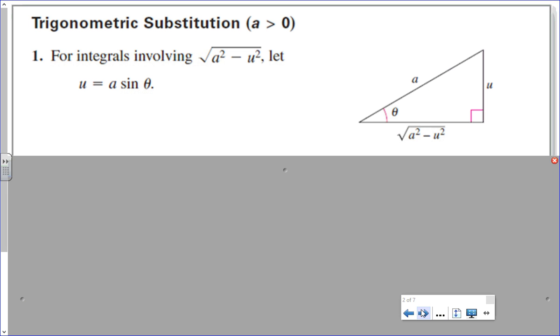So, for integrals involving square root of a squared minus u squared, let u equal a sine theta. Don't feel like you need to draw the triangle right now, but know that we will draw a triangle every time we do a trig substitution, so we can reference it when we go back in to write everything back in terms of x. But what you need is that if you have square root of a squared minus u squared, you're going to use a sine theta.